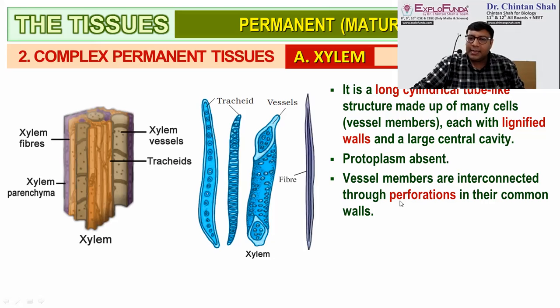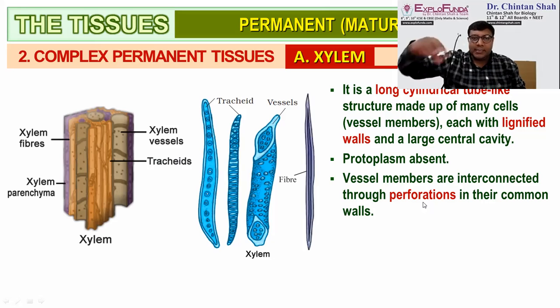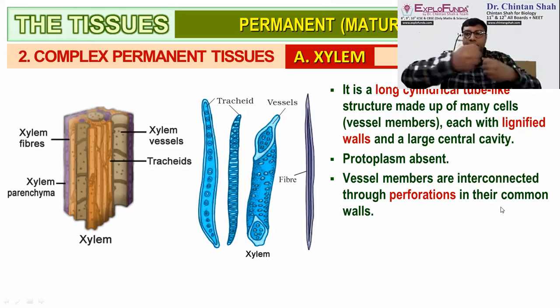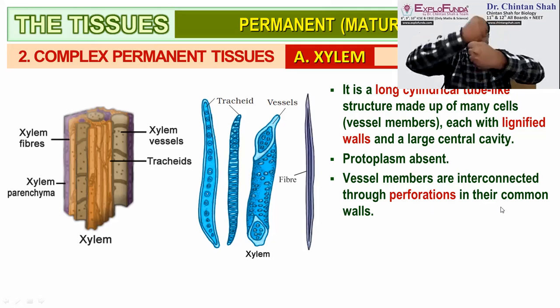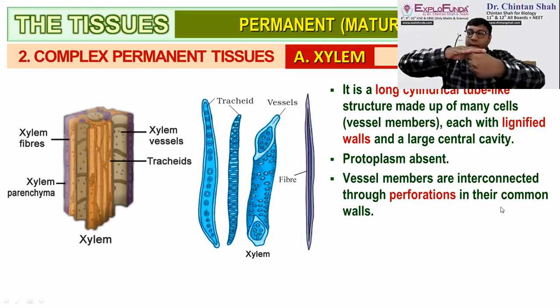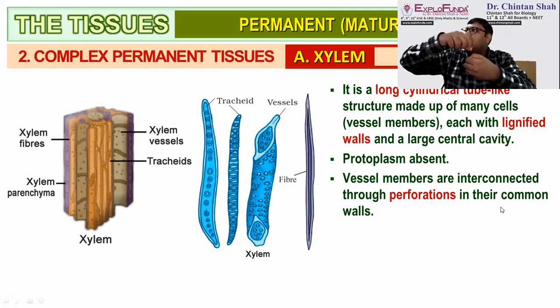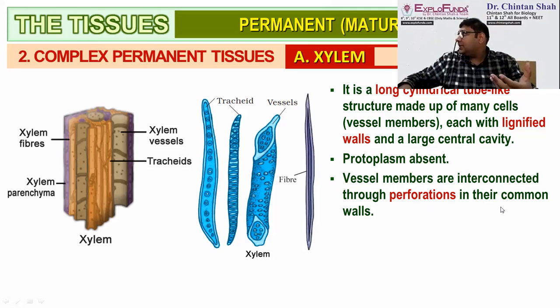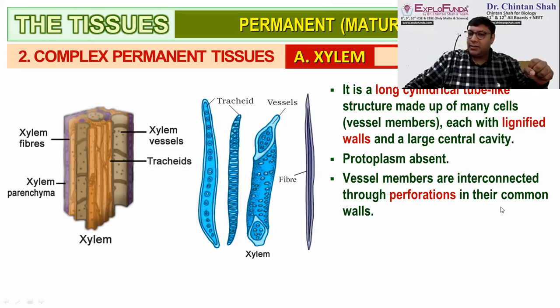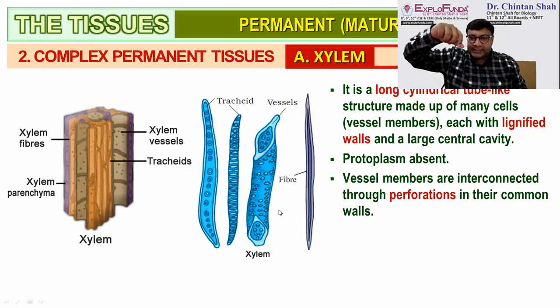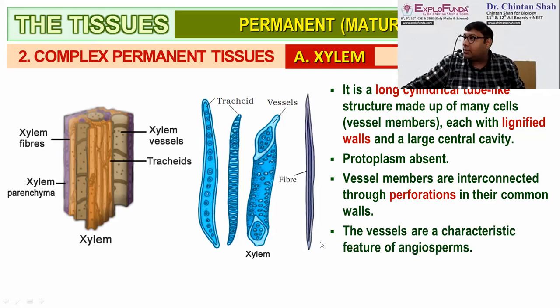Vessel members are interconnected through perforations. Perforations means small openings in their common wall. As I told you, there is a trachea, another trachea, a third trachea. The transverse wall is there. Now either it will disappear totally, or it will have perforations, just like a sieve. They are perforated structures in their common wall. You can say a filter also.